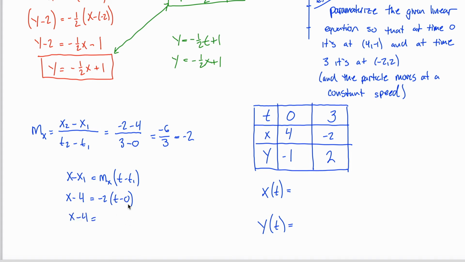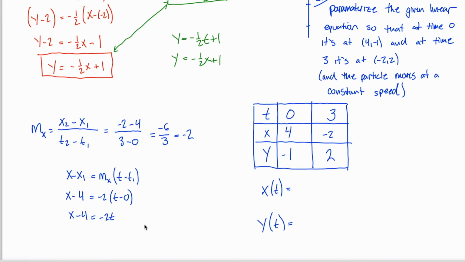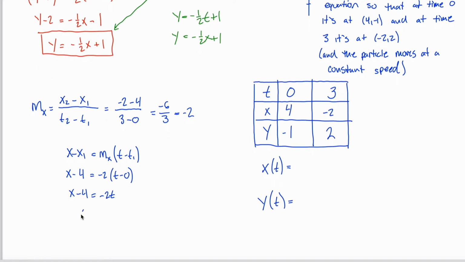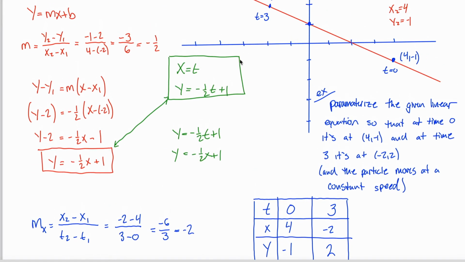Because t minus 0 is just t, I can take the negative 2 times the t and get negative 2t over on the right side of my equation. And if I add 4 to both sides, I get x equals negative 2t plus 4. Note that what I have here is an equation that tells me the value of x in terms of t. What I have is the parameterized value of x in terms of t.